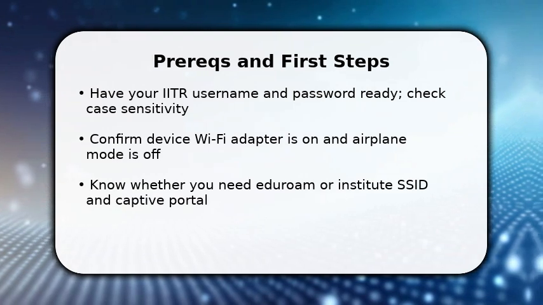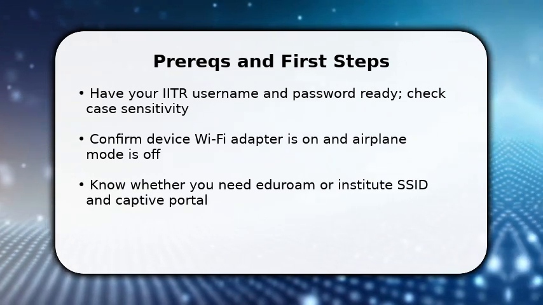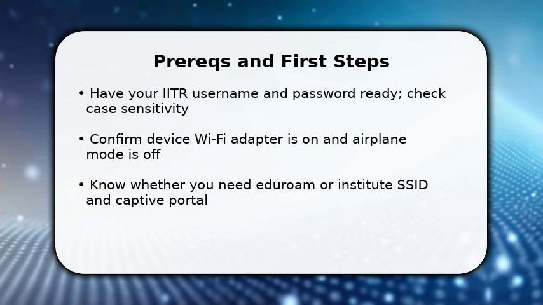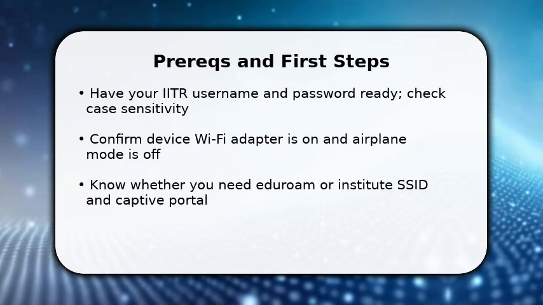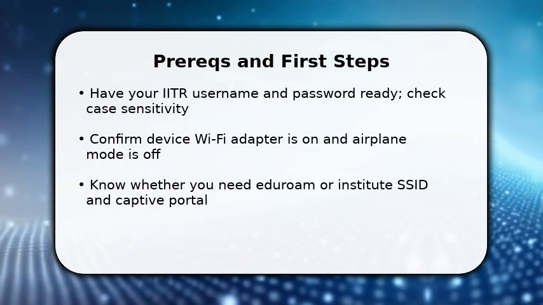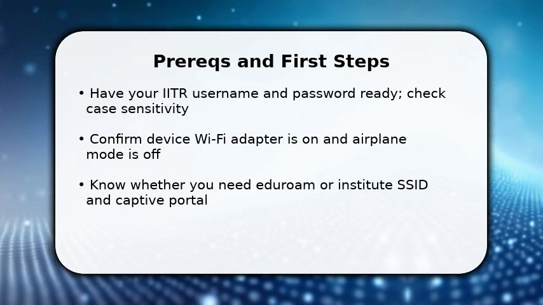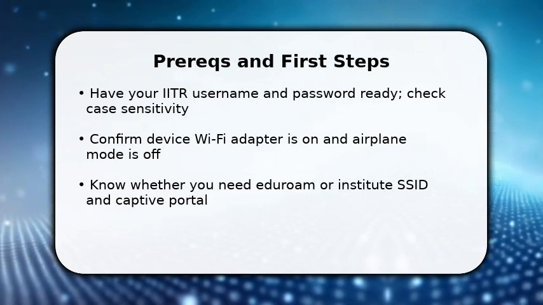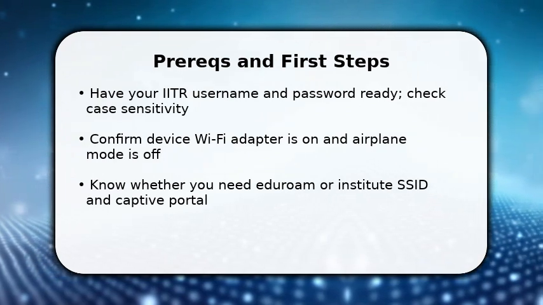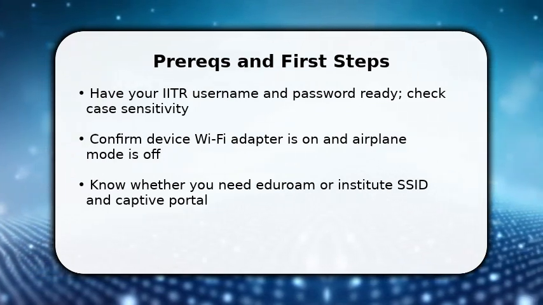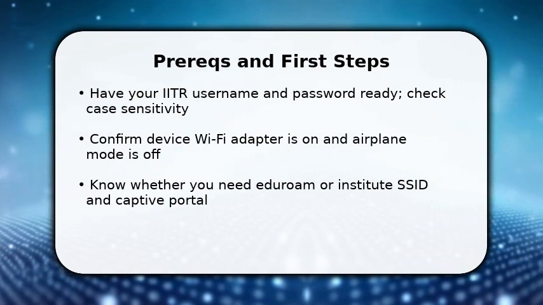You start by confirming prerequisites: your IITR username, password, and whether you must use Eduroam or an Institute SSID. Turn on Wi-Fi and disable airplane mode. This ensures your device can detect networks. Once done, scan available networks and select the correct SSID. Make sure you choose the university network, not a similarly named hotspot. I tell you this because selecting the wrong SSID wastes time. Pick carefully and proceed to authentication immediately.